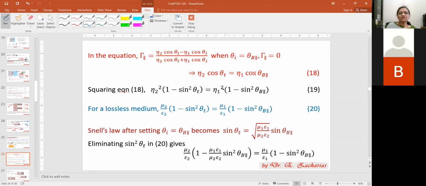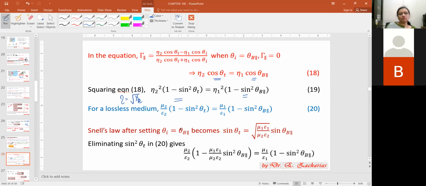Now what you do is, instead of cos theta t, you put 1 minus sine square theta t. Similarly, instead of cos theta b, you put 1 minus sine square theta b. Okay, and now go for a lossless medium. For a lossless medium, you know that eta equal to under root of mu by epsilon. So assuming that both of them are lossless, here, instead of eta 2 square, you will get mu 2 by epsilon 2. Similarly, here you will write mu 1 by epsilon 1.